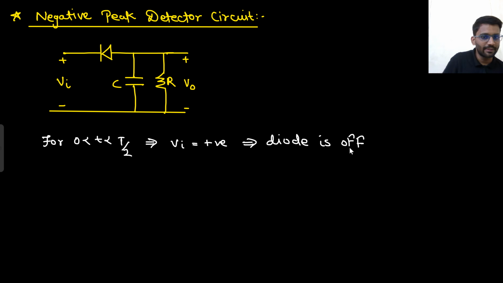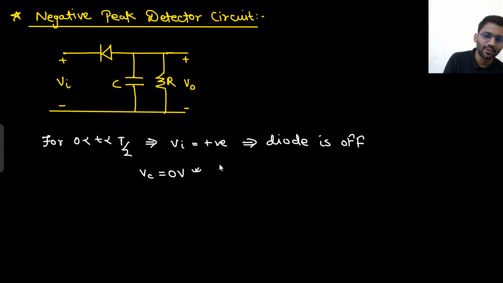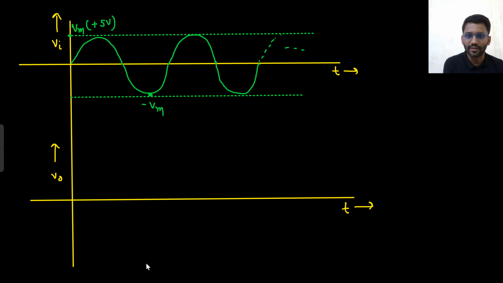And there is no initial charge on capacitor. So capacitor will be 0 volt only. Vc will be 0 volt only for 0 to T by 2. Yes, so for 0 to T by 2, Vc will remain at 0 volt only, like this.